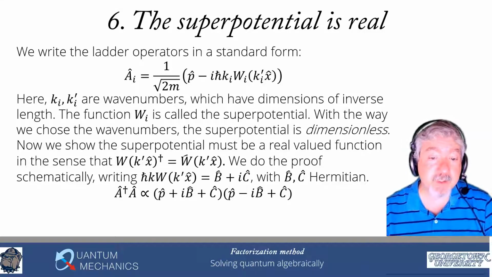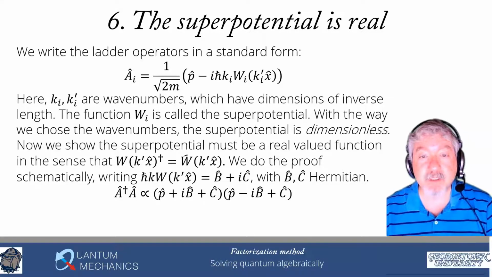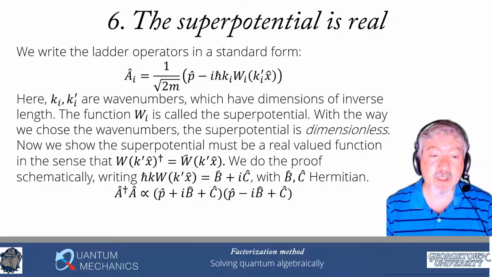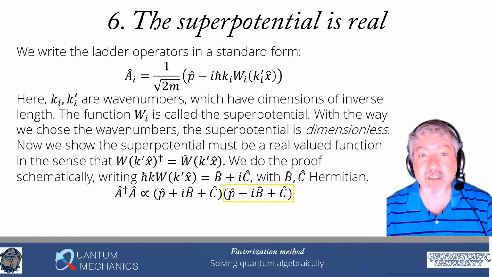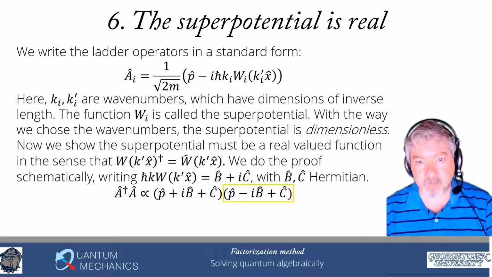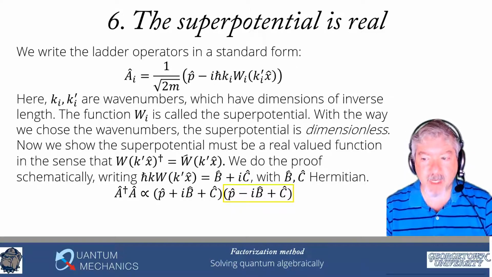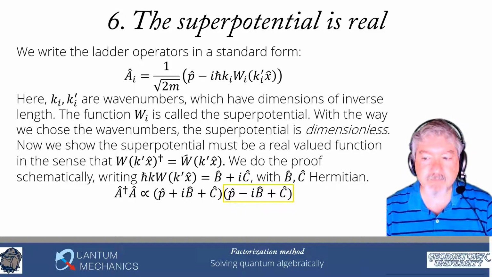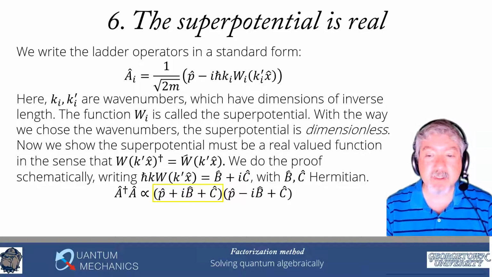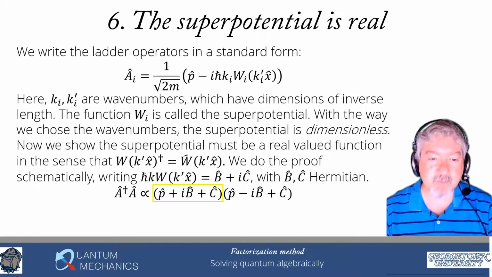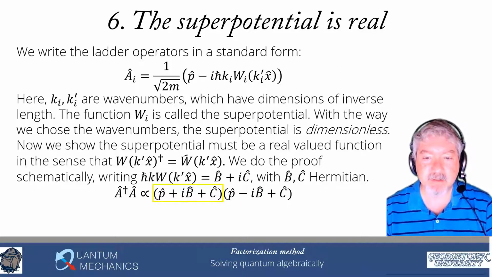All right, how do we prove it? We just substitute in the definition. Now, I'm being schematic here and dropping a number of the constants because they just get in the way. And so schematically, the A operator looks like P minus i(B plus iC). You see, if I plug in for that W a B plus iC, I get a minus i times an i for the C, and I get a minus i times the B. Now, when I take the dagger of that to get A dagger, because the B and C are Hermitian, that becomes P plus i(B minus iC).